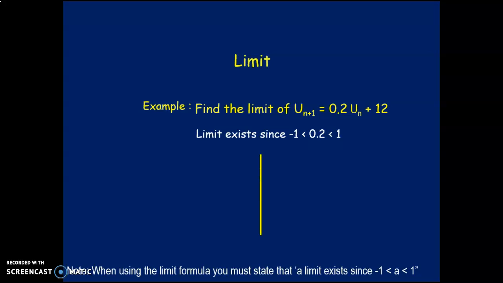So because of that, we can take our formula and substitute in the values. Our a value is 0.2. Our b value is 12. So I'll substitute those in, and then I can just work this out. And when I do, I get my limit is 15. So this recurrence relation would converge towards 15.